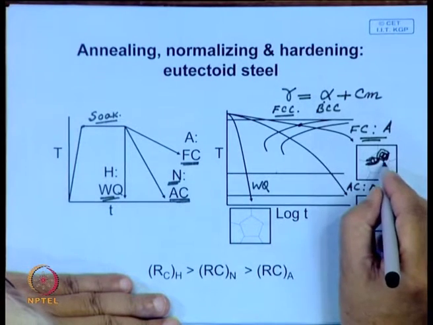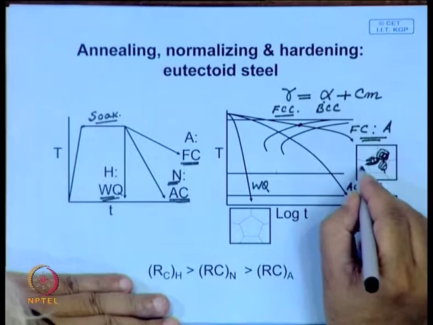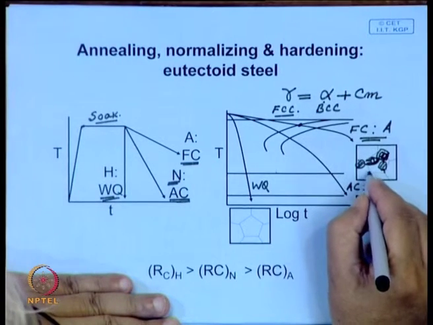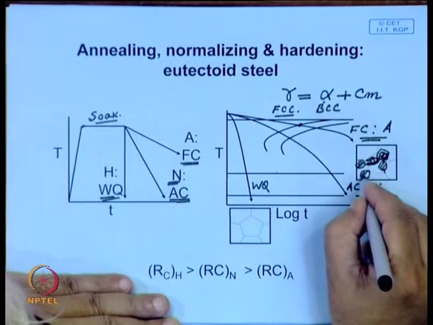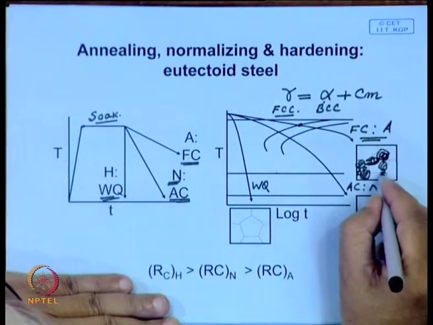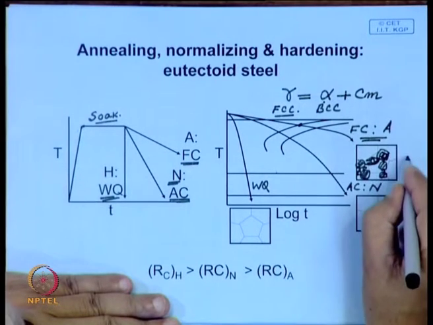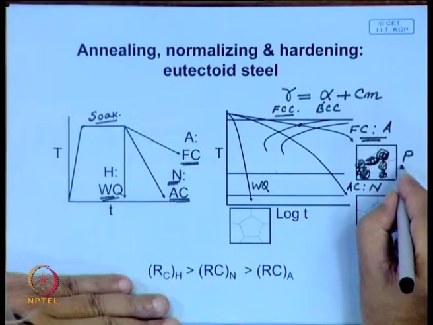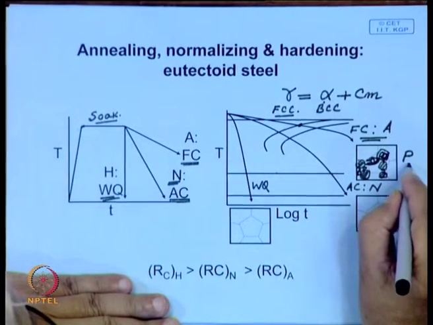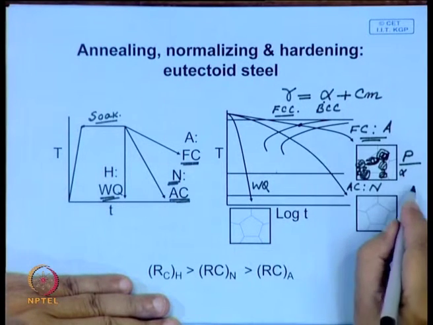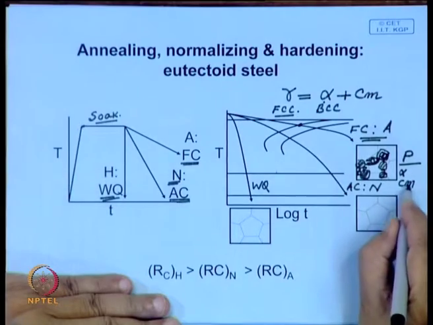In that case, there is an impingement, and ultimately each of these austenite grains will be converted into several pearlite nodules, and the structure will finally consist of pearlite, which has a lamellar structure made up of alternate layers of ferrite and cementite.